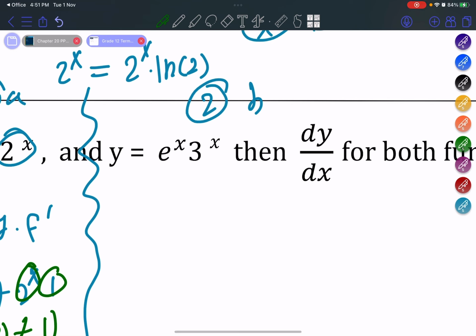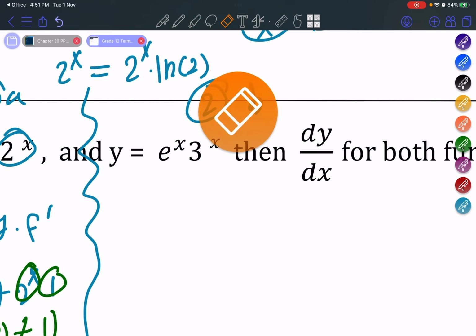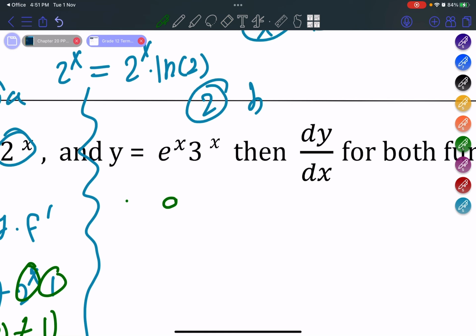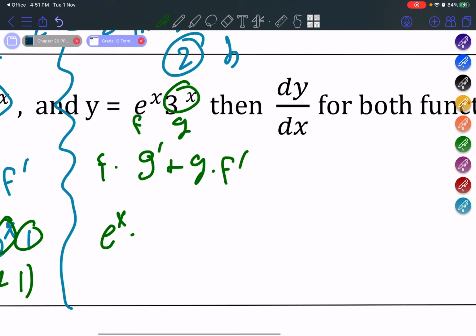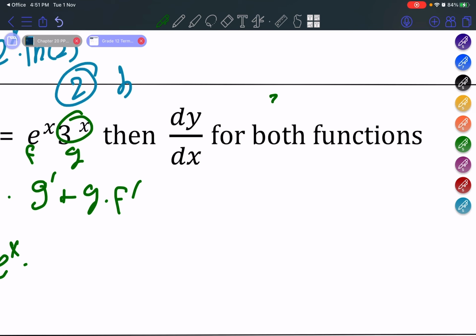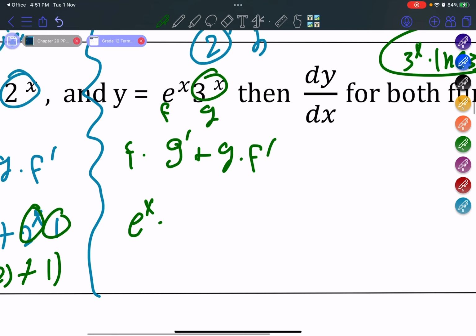So again, the product rule is f times g prime plus g times f prime. This is f and this is g. So what is f? F is e power x times, what is g? G is 3 power x, but they want the derivative of this. So let's apply the exponential rule. So 3 power x times ln 3 is the derivative of this function.